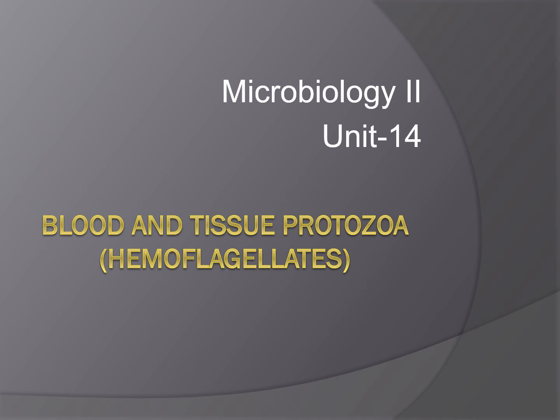Today we're going to talk about the blood and tissue protozoans, also known as the hemoflagellates. Today we're going to talk about leishmania, trypanosoma, and plasmodium. Those are the causes of leishmaniasis, Chagas disease, African sleeping sickness, and malaria respectively. As we go throughout the lecture, make sure that you know the intermediate and definitive hosts, the insect vectors, and the diagnostic and infective stages. So here we go.